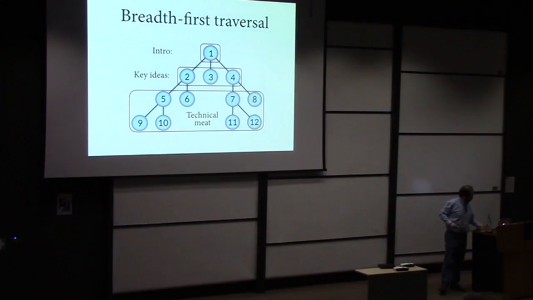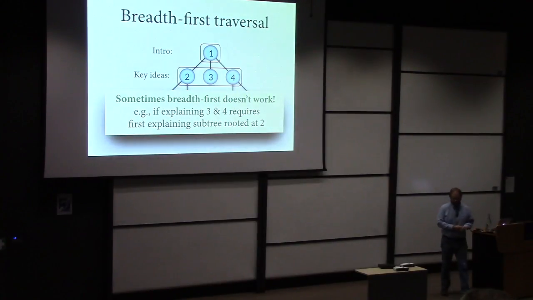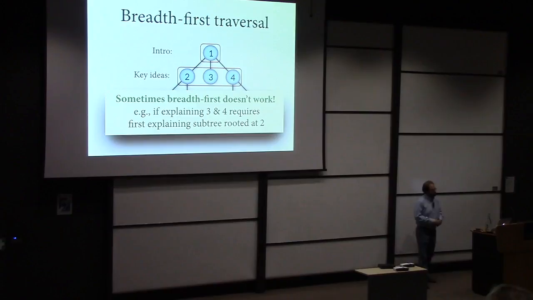But I found, unfortunately, that sometimes, quite often in fact, breadth first doesn't work so neatly. So for example, I often have several key ideas I want to talk about, and some of them really require, in order to understand even the key idea, they require first explaining at least some of the subtree, the technical subtree that's rooted at the first key idea. Okay. So what can you do about this?